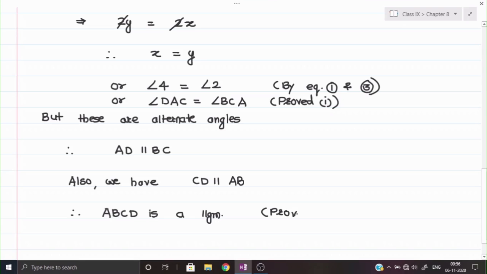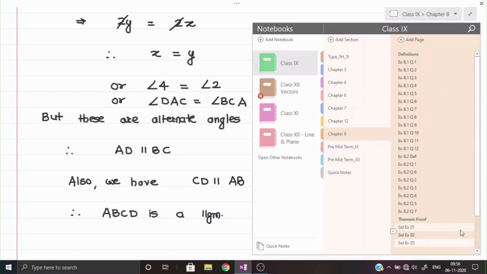How have we proved ABCD is a parallelogram? Because AD and BC are parallel, that we have proved, and the remaining one pair of opposite sides is also given parallel, that is CD and AB. So since both the pair of opposite sides are parallel, hence it will be a parallelogram. Now let us see the next question. Next example I am taking here, solved example number 4.